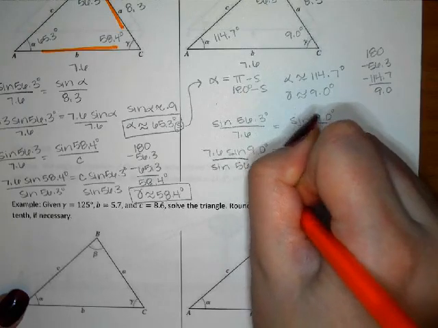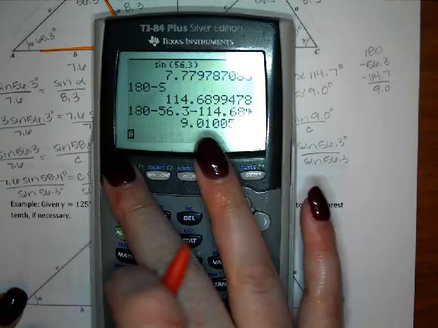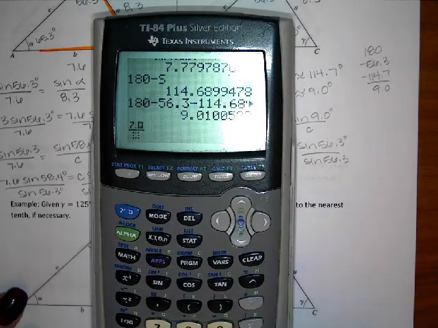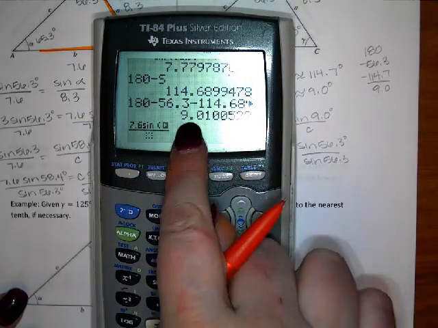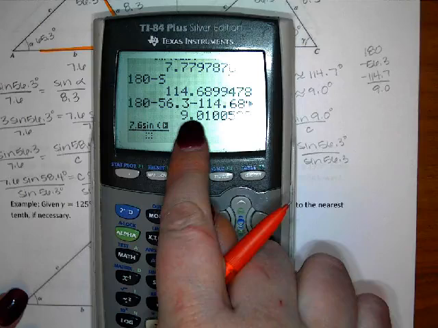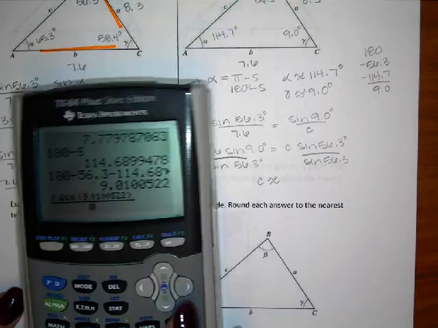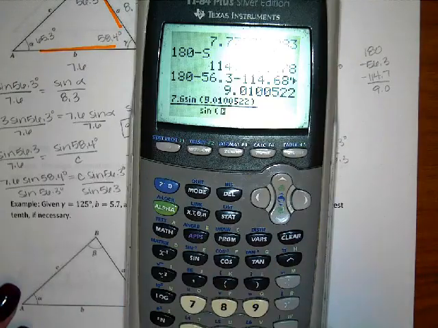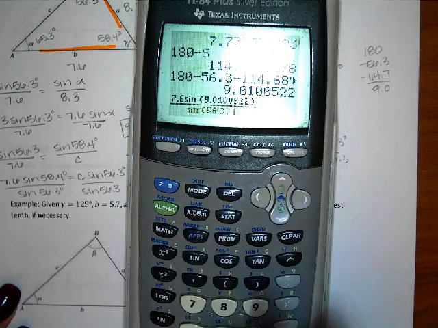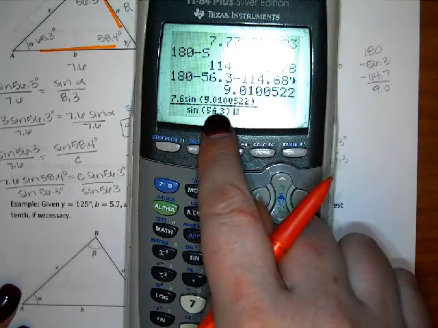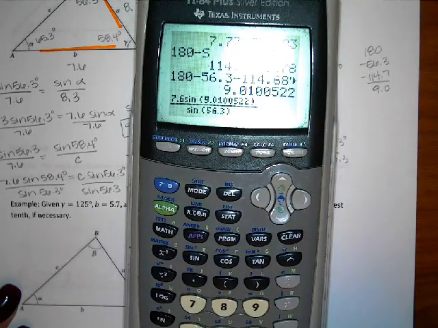And I get that C is approximately 7.6 times sine of that gamma degree measure, which was the 9 degrees. So I'm going to go up here, I'm going to copy paste this. So I'm not using a rounded decimal, I'm using the entire decimal. And then divide by sine of 56.3. Remember, this is not rounded, this is from the original problem. So 1.4. C is approximately 1.4 in this triangle.